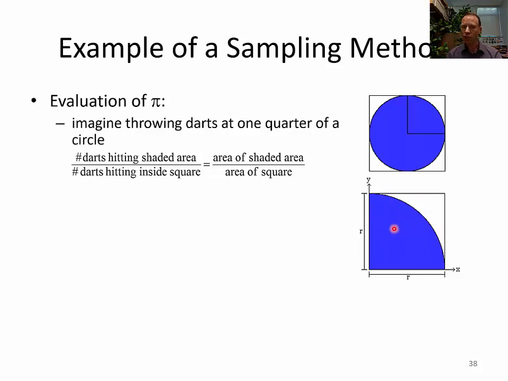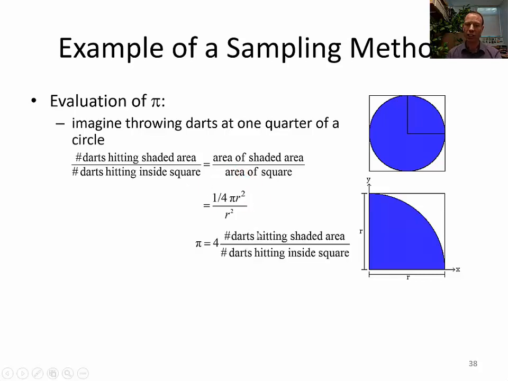Then the number of darts which hit the shaded area divided by the number of darts inside the square as a whole is going to give you a measure of the area of the shaded area divided by the area of the square. So now if you use your knowledge of the equations for the area of a square and the area of a circle, the area of the shaded area, this quarter of a circle, is the area of a circle, pi r squared divided by 4, and the area of the square is r multiplied by r. So if you count this ratio of darts, then this gives you a value for this.